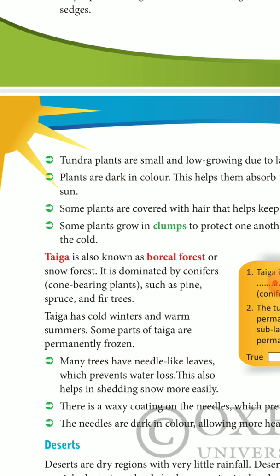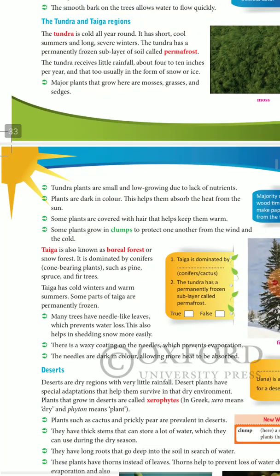Here, the plants will not grow at a distance. All the plants will grow in a clump. Clump means what? A group. For example, if we go to a desert, what will be there? One plant is here, another is here. All the plants are scattered away from each other. But in the tundra region, what will happen? All the plants grow in a group to protect each other from the wind and cold. Clear?